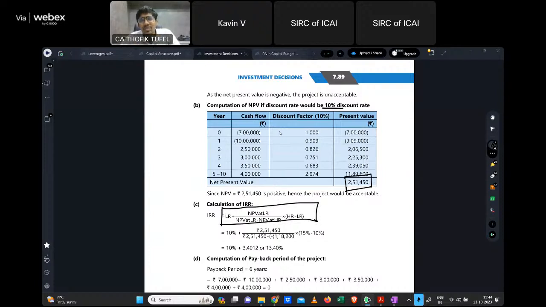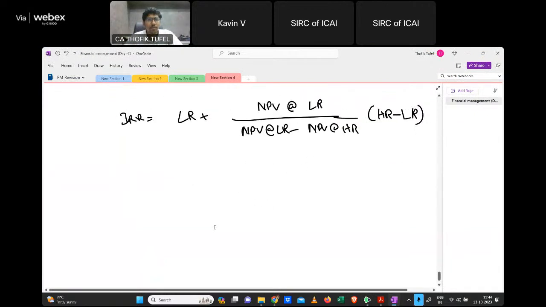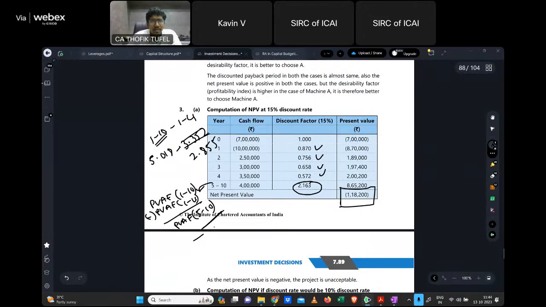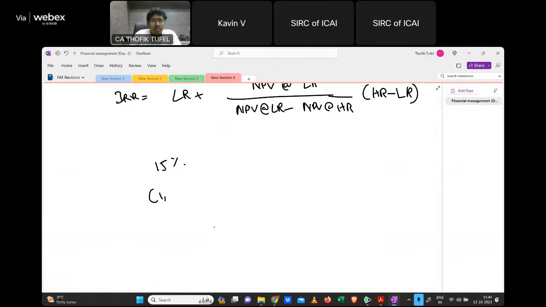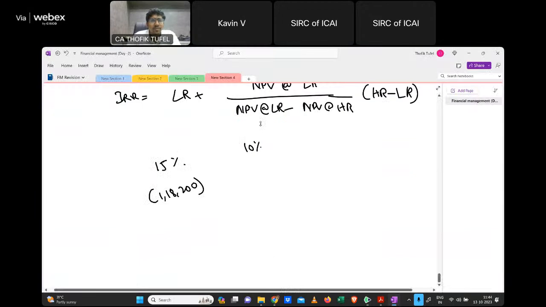Now let us see the IRR as per the conceptual method. Conceptual method and formula method are nothing different; it is just that it is brought into a concept. Now let me tell you, at the 15% rate the NPV was negative 1,18,200 rupees. At the 10% rate, you got the NPV as 2,51,450. Now using these two rates only, you will find out the IRR.